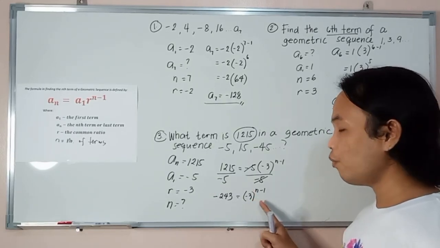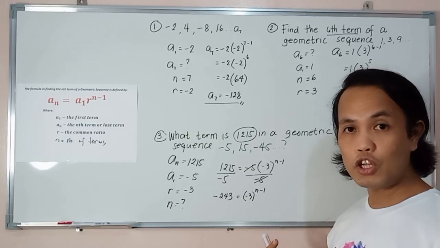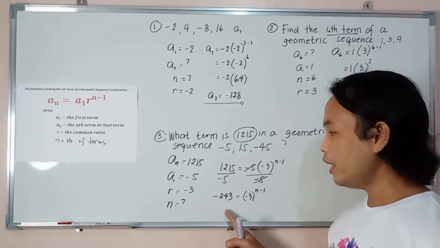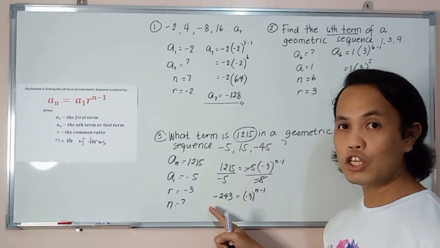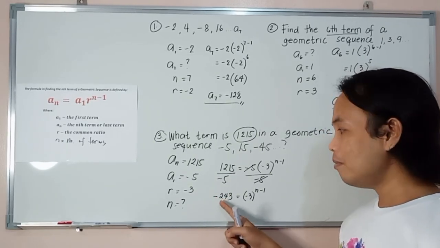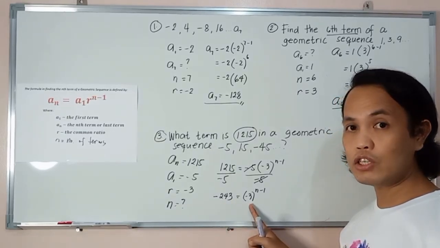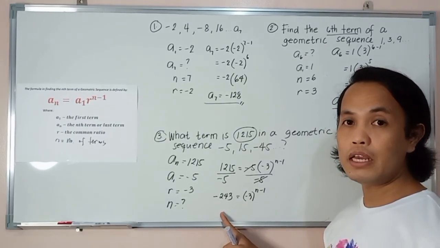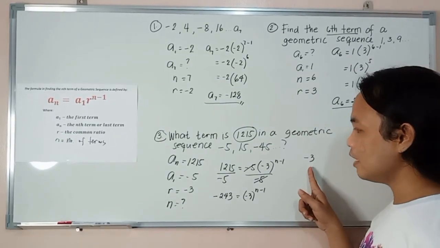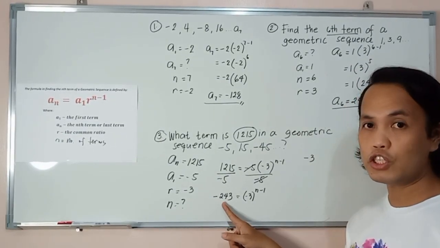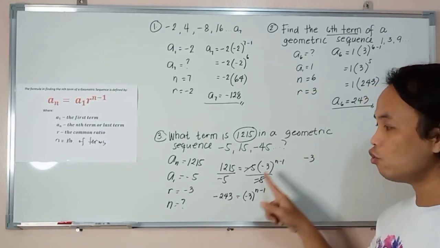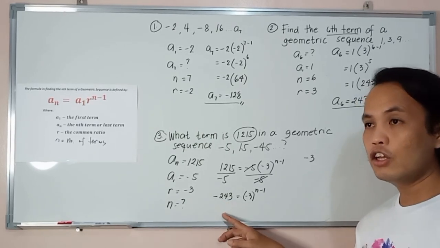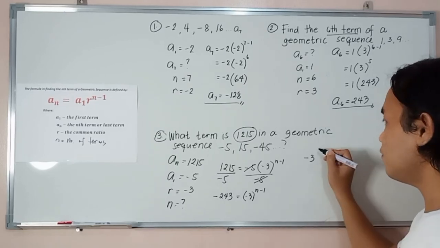Now this time, since negative 243 is equal to negative 3 raised to n minus 1, the right side of the equation is now an exponential expression. So what we need to do to the left side, which is negative 243, is express it as an exponential expression in such a way that the base is similar to the base at the right side of the equation. Since this is negative 3, we need to express negative 243 with the base negative 3. So what must be the exponent of negative 3 to get negative 243? The exponent must be 5.